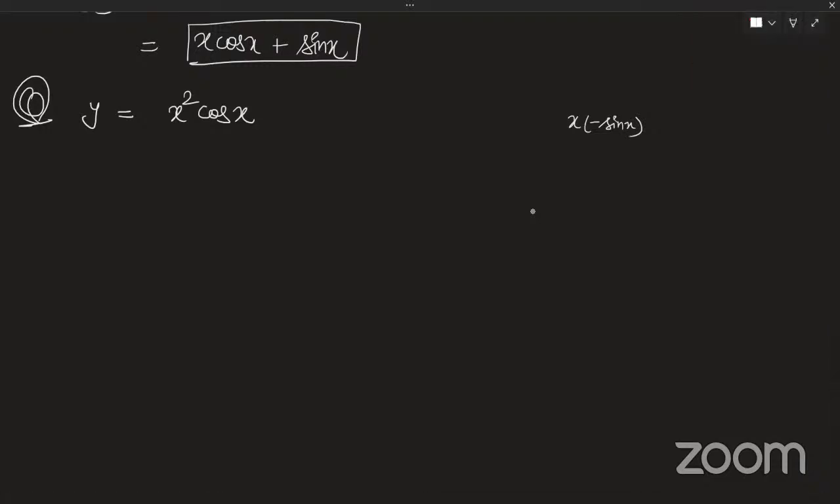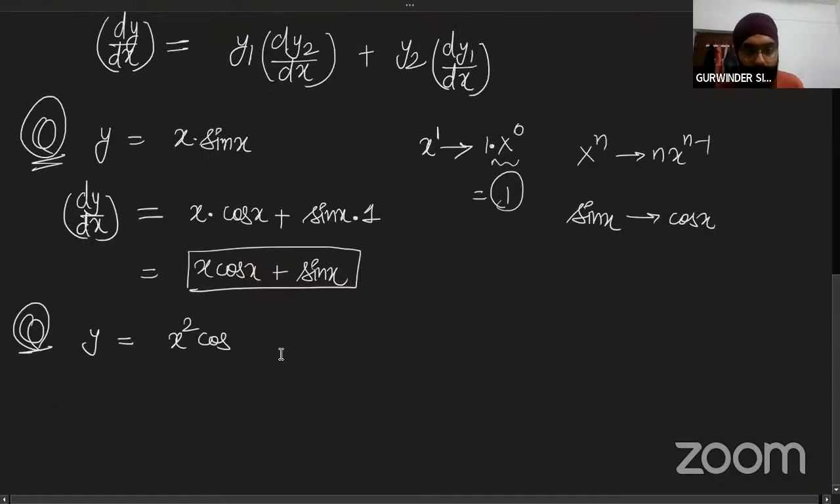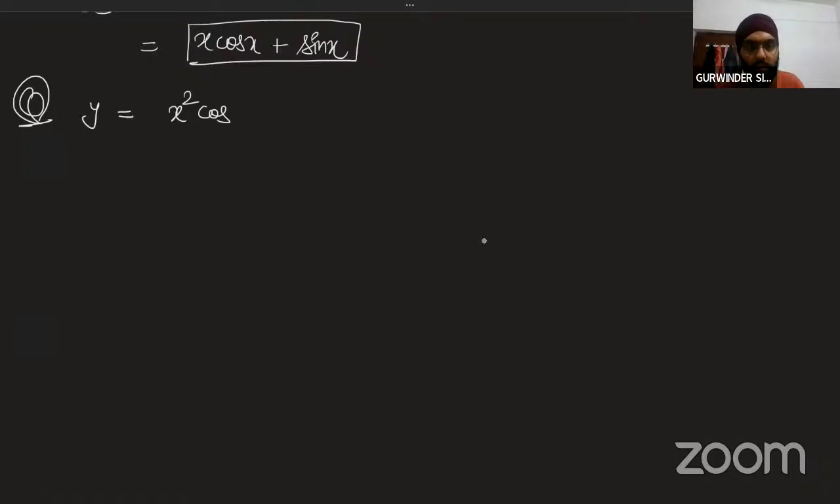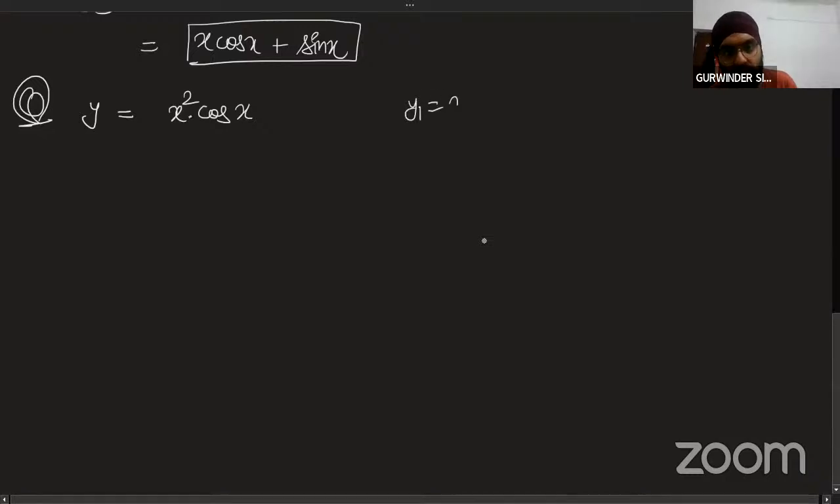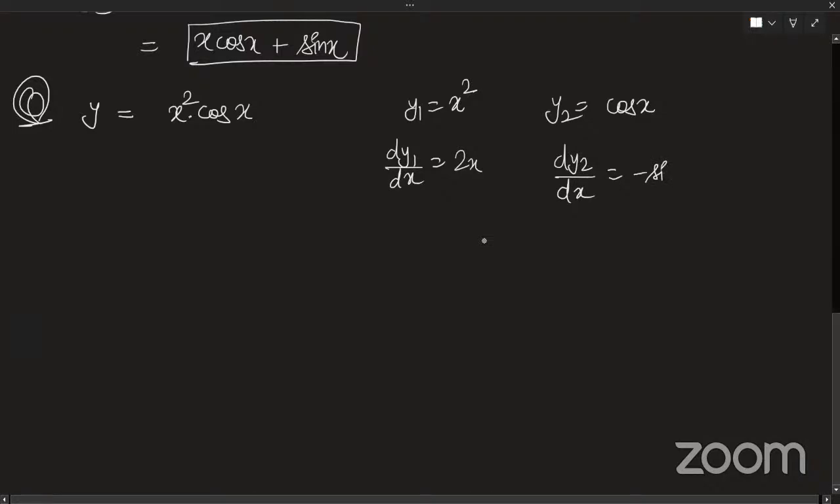Okay, no, see, you need to rewind a bit back. There is some issue. Your y1 is x square, your y2 is cos x. So what will be your dy1 by dx? What will be the derivative of this? 2x. Yes, exactly, 2x. And of this? Minus sin x. Exactly, minus sin x.